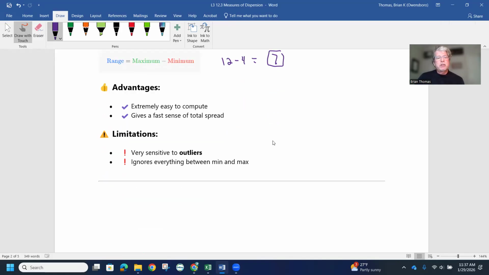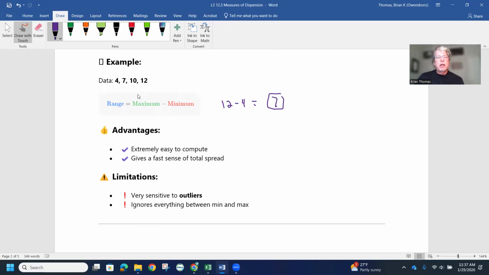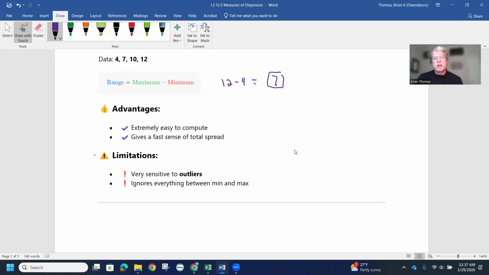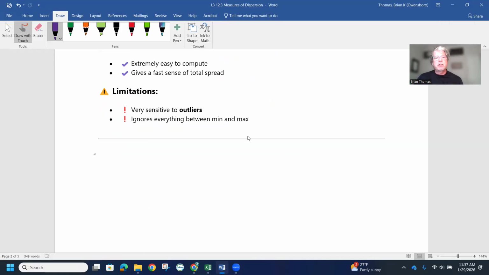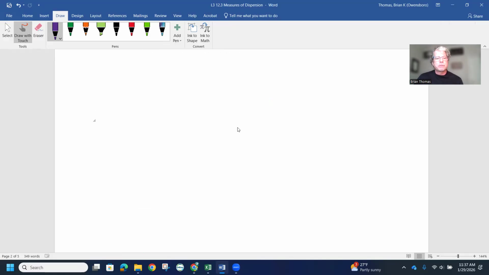But it has limitations because it is very sensitive to a number that's outside the norm, outliers, if you will. Also, it ignores everything between the min and the max. So we're really not paying attention to what kind of numbers we have in between. So it has its limitations, but it does tell us how far apart the smallest number is from the largest number. That gives us some important data, but it does not pay attention to what's in between.